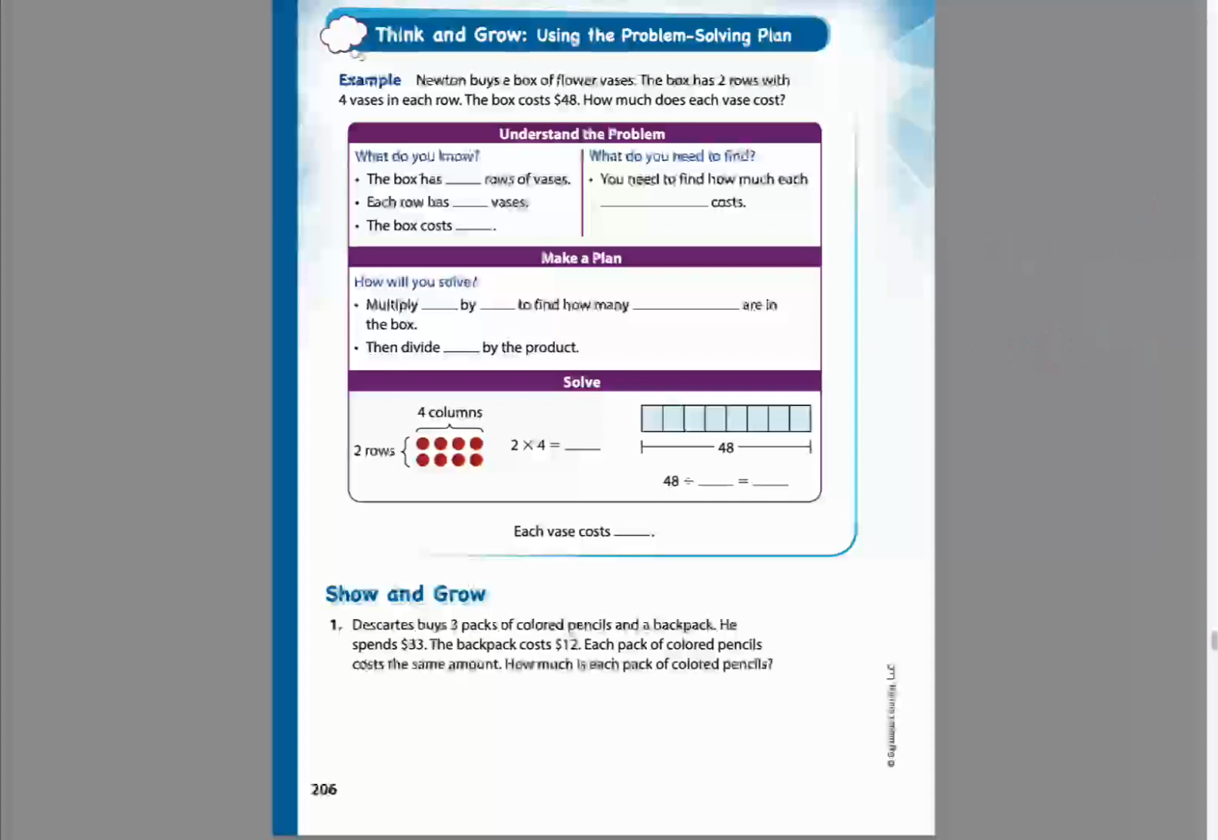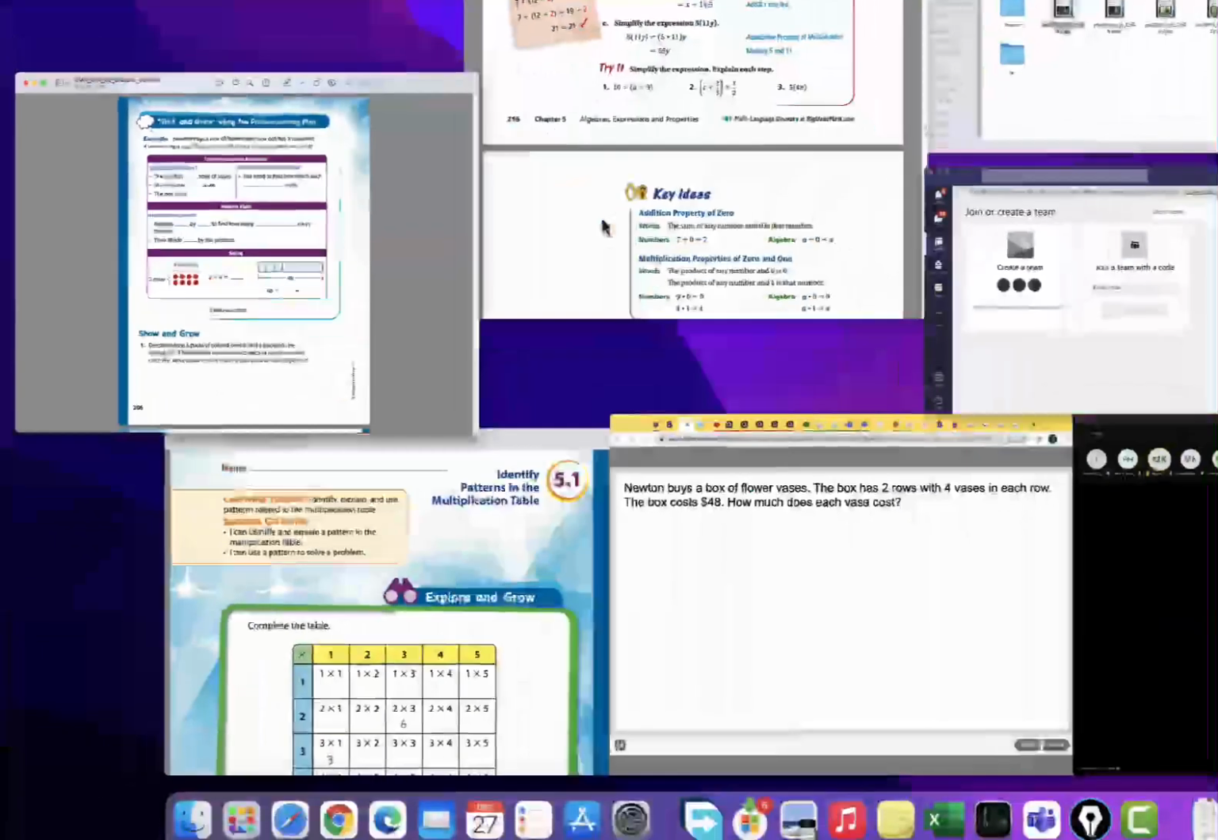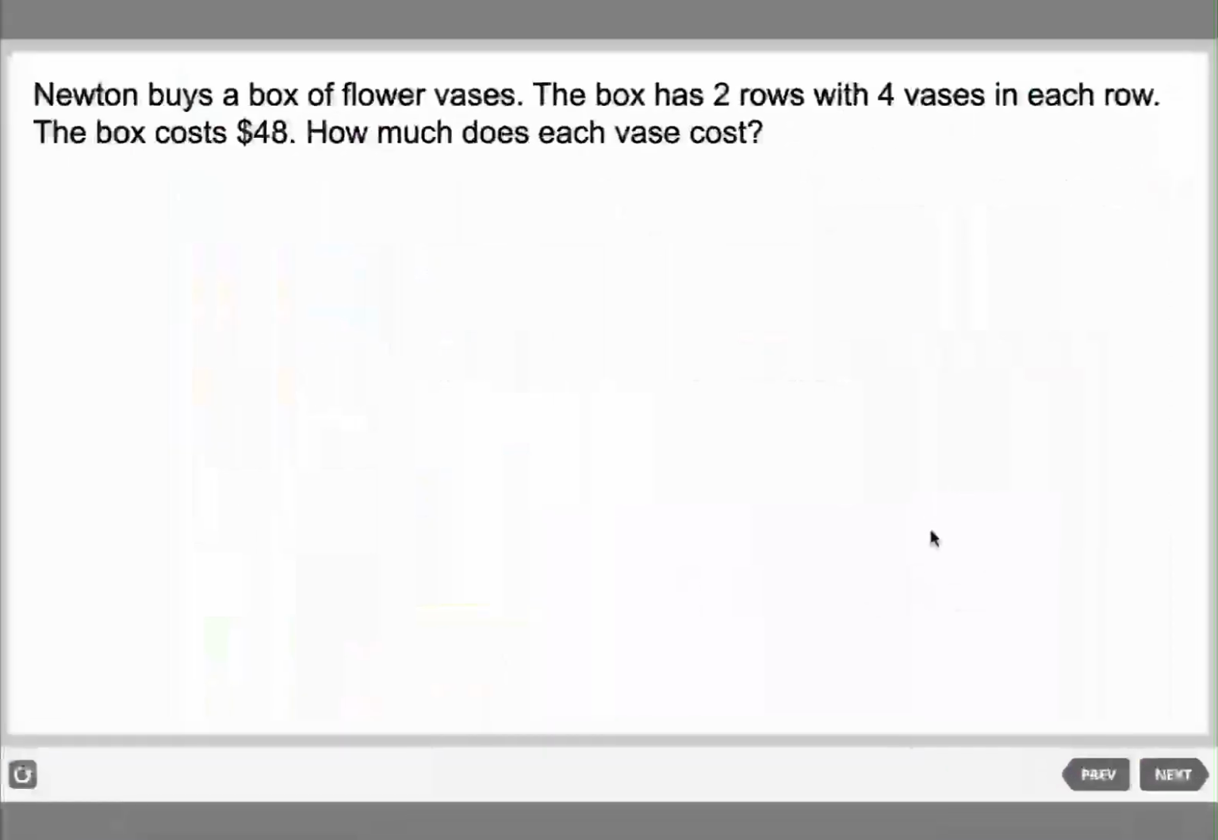Okay, now let's see this example on this page. We have an example here. And for this example, you'll use this page. Newton buys a box of flower vases. The box has two rows with four vases in each row. The box costs $48. How much does each vase cost?